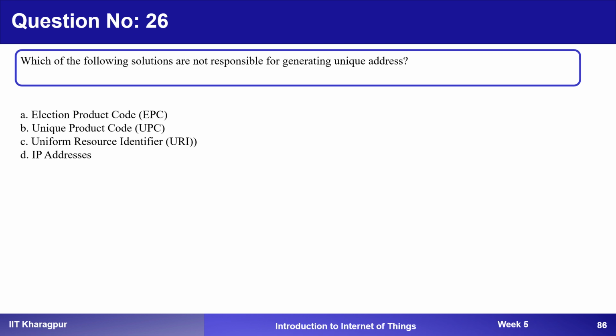I'm repeating the question: which of the following solutions are not responsible for generating unique addresses? Options are election product code, unique product code, uniform resource identifier, IP addresses. So I'm going to the slides where we have discussed this topic.